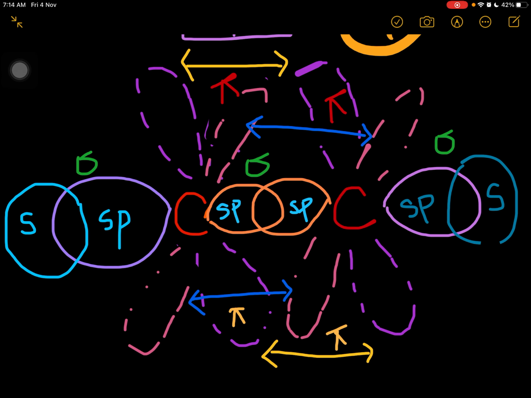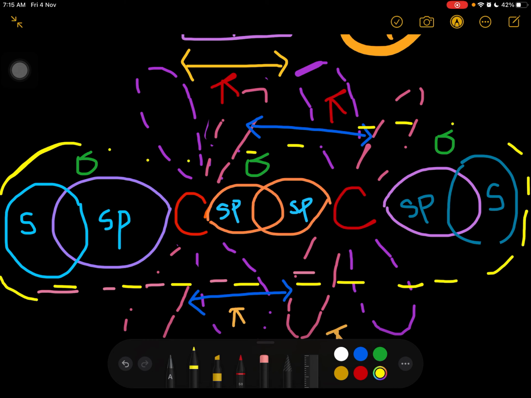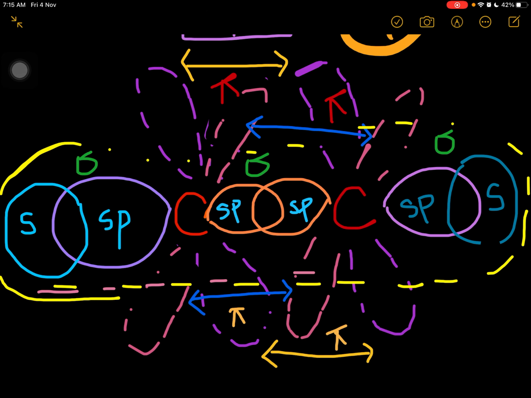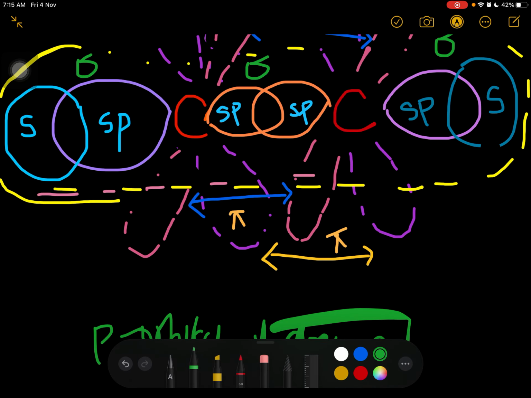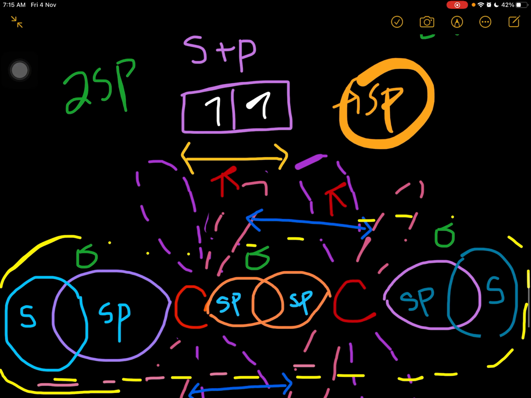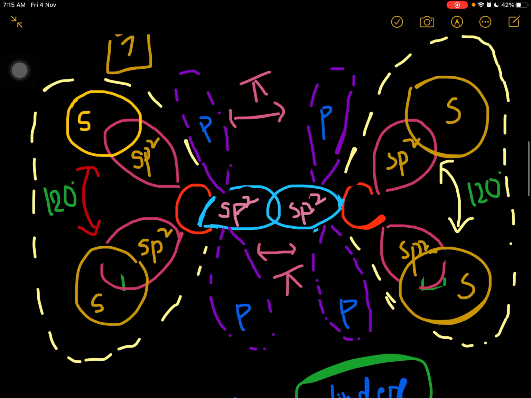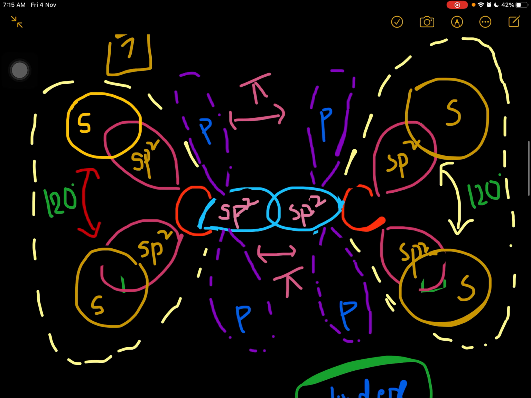Here, for the bond angle, in geometry we don't count these pi bonds, we only count the sigma bonds. You can see that this is forming a linear structure, and here the bond angle is 180 degrees. So I hope the structure of ethene and acetylene is clear to you, and it's so interesting to learn.